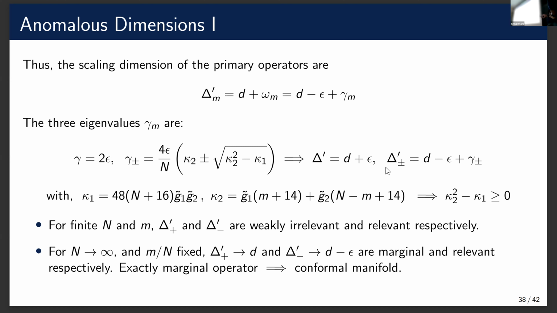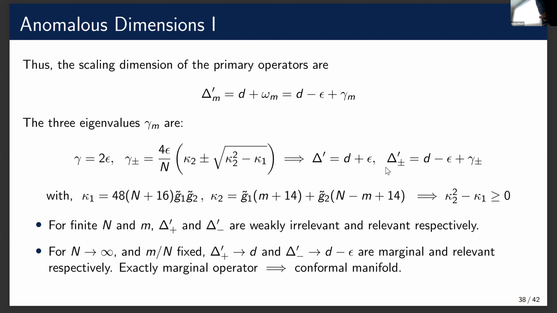The important thing to check now is whether this is real. This is real if the thing inside is positive. If this turns out to be negative, then it means that gamma plus minus is a complex object, and that the theory is non-unitary. Well, luckily, we actually see that it is in fact positive, and gamma plus minus is a completely real object, which tells us that these dimensions are completely real.